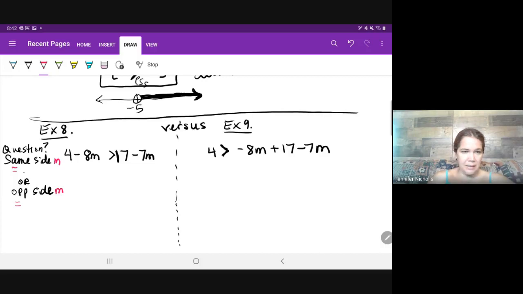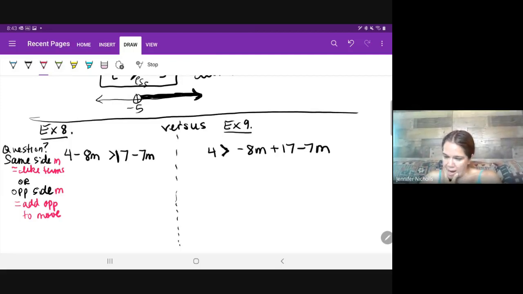What was same side? Because like Brianna, she put like terms or opposite. So which one was the like terms and which one was add the opposite? We just need to know which one goes with which. So if they're on the same side is like terms. Okay, I agree. So this is like terms. And then opposite side m's is add opposite to move. Okay, so example 8 is opposite. I agree. And 9 is same. Okay, so let's put that up at the top here.